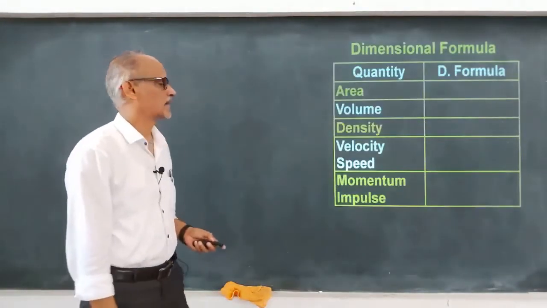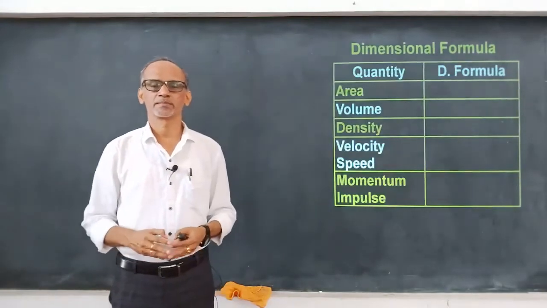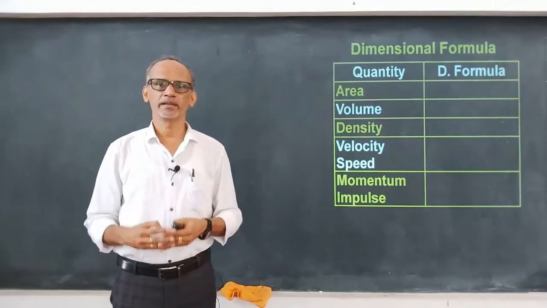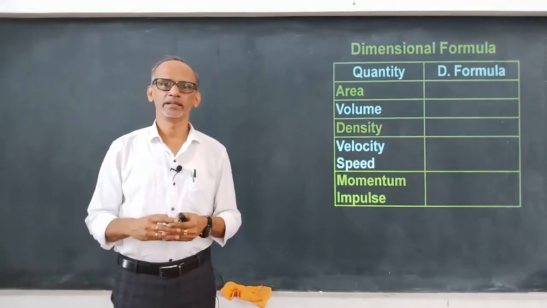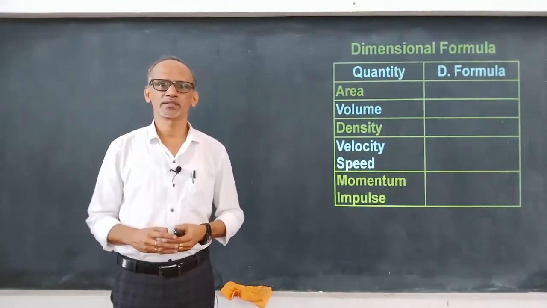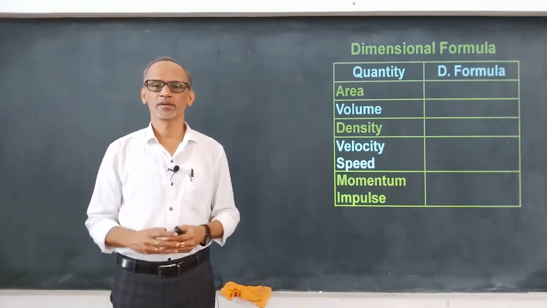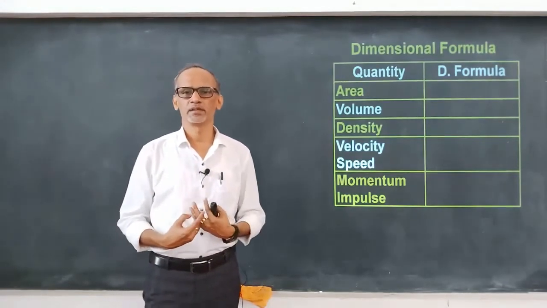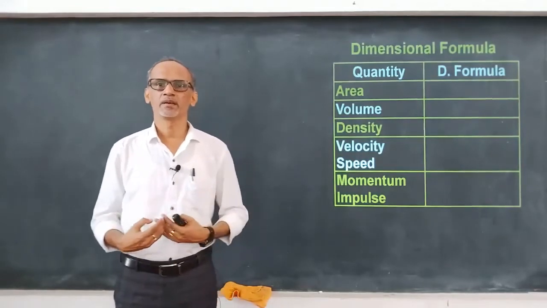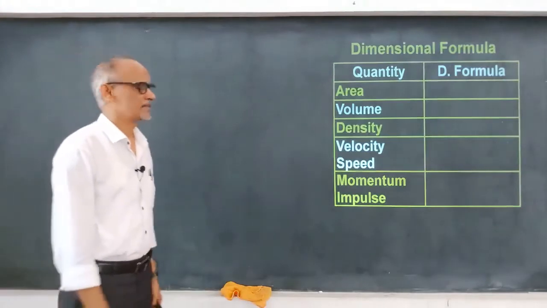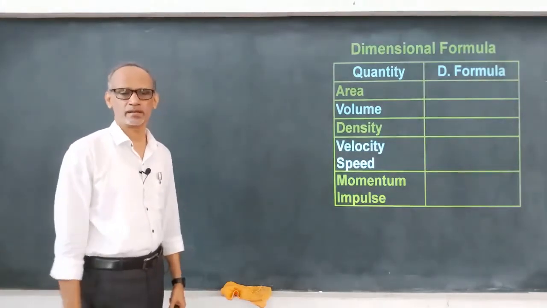So let's start with these quantities. There are certain derived quantities, like area, volume, density, then velocity or speed. After that we have momentum or impulse and so on. So we have a few more physical quantities in the list, and we will derive one after the other. I'm going to start with the first physical quantity now, which is the area.